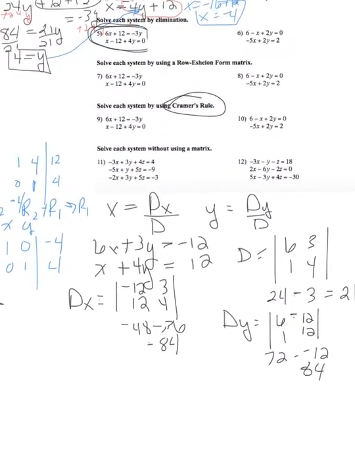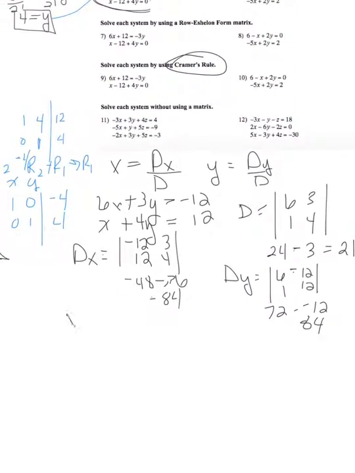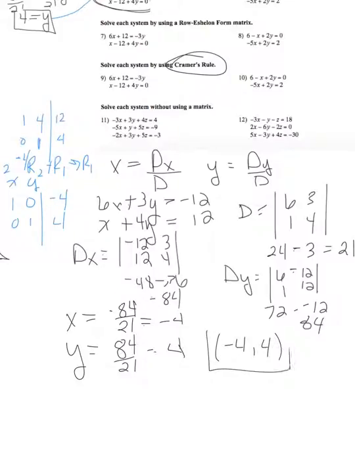Okay, so here comes our answers then. So x is Dx, which is negative 84 over D, 21, which is negative 4. And y is Dy, which was positive 84 over 21, which is positive 4. And there's our answer set again, negative 4, 4. Only this time we did it by Cramer's rule.